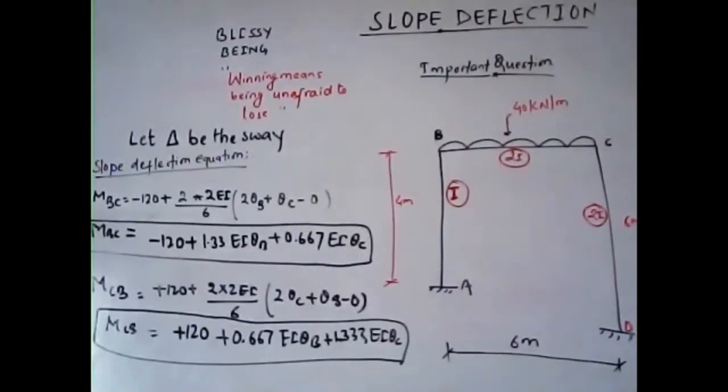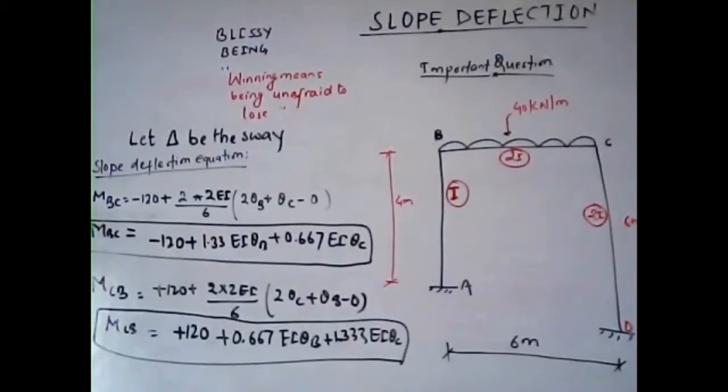Likewise, using the slope deflection equation in BC and CB. So first BC, MBC equals fixed end moment plus 2 EI by L into 2 theta B plus theta C minus 3 del by L. Here in this section BC, the deflection, that is the sway, is 0. So 3 del by L is 0 in this section BC.